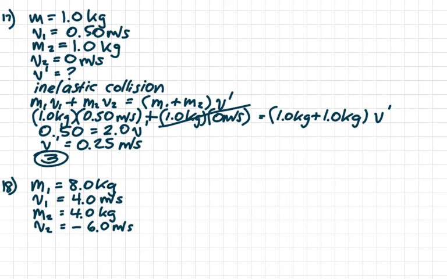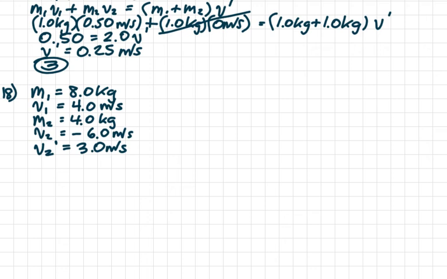Then it gives us post-collision info. Okay, we have to read carefully here. It says after the collision, the 4 kilogram car, that would be m2, moves to the right at 3 meters per second. So that would be v2 prime, prime meaning after. v2 prime is positive 3 meters per second because it's moving to the right. Now it wants to know what is v1 prime, the velocity of the first guy after the collision.